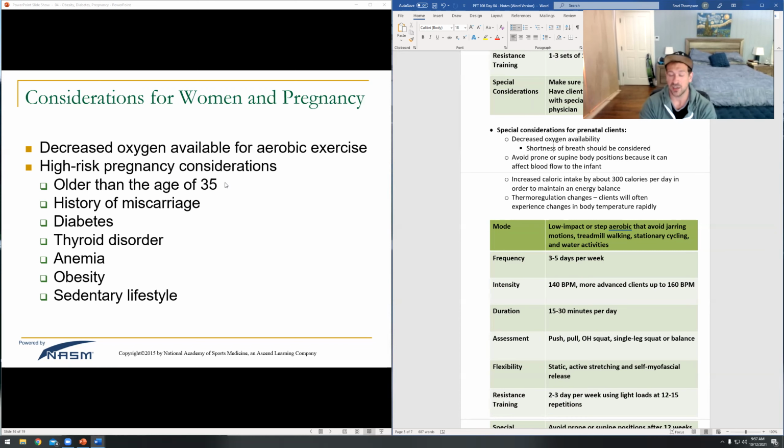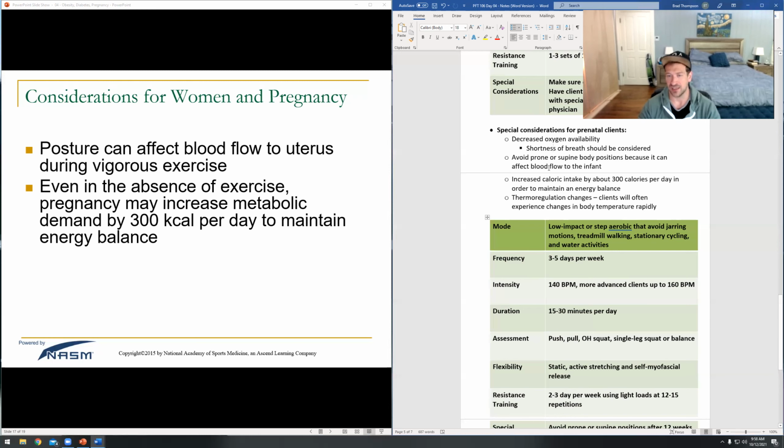If they have had a history of miscarriage, be cautious. If they have a history of diabetes, sometimes because there is a second body in there, you can get what's called prenatal diabetes, which is basically a temporary diabetes that happens during pregnancy. Same thing if they have a history of anemia or thyroid disorders, history of obesity, or if they have been sedentary most of their life and then they start to exercise. These are all things that we do want to be cautious about. With anemia, we want to make sure they don't faint. With the sedentary lifestyle, we're going to be cautious to make sure they don't overdo it. But be cautious of things like that.